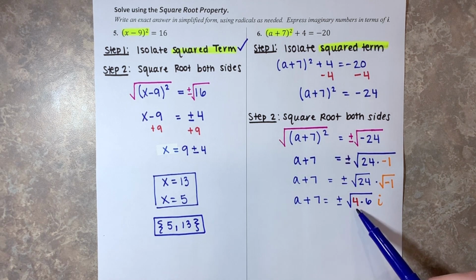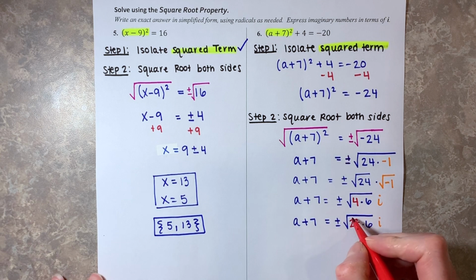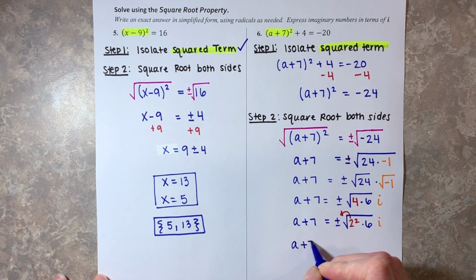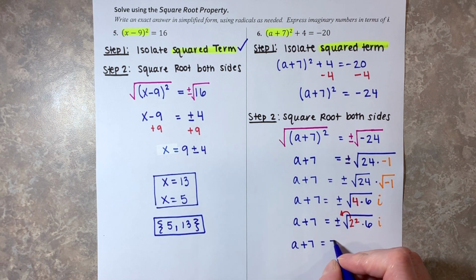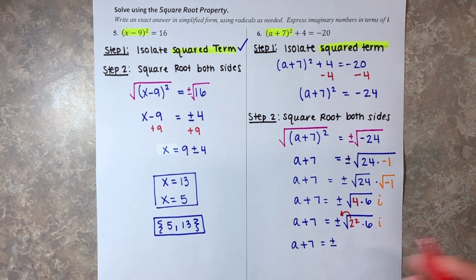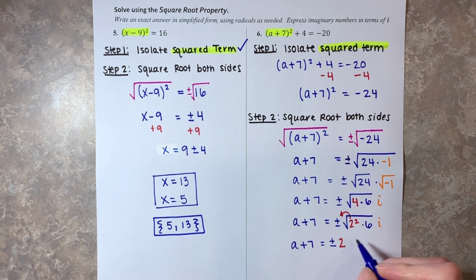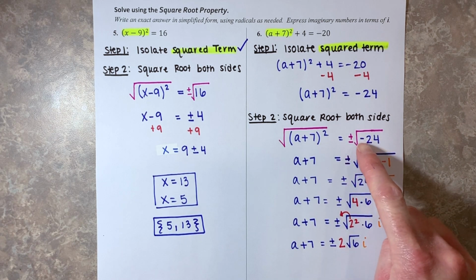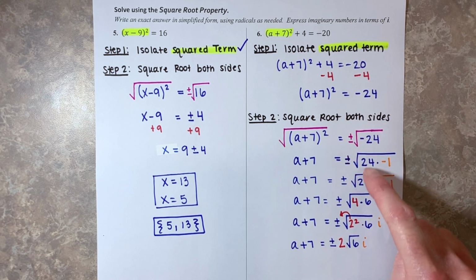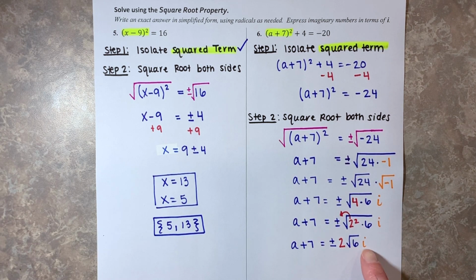Okay, now 4 is a perfect square, so let's rewrite 4 as 2 squared. And now let's pull the 2 out of the radical. Notice when we pull the 2 out of the radical, we put the plus or minus first, then we'll write the 2 that we're pulling out, and then we'll write square root of 6, i. Now all we've done so far for these last 5 steps is focus on this square root of negative 24, and we've simplified it to 2 square root of 6i.